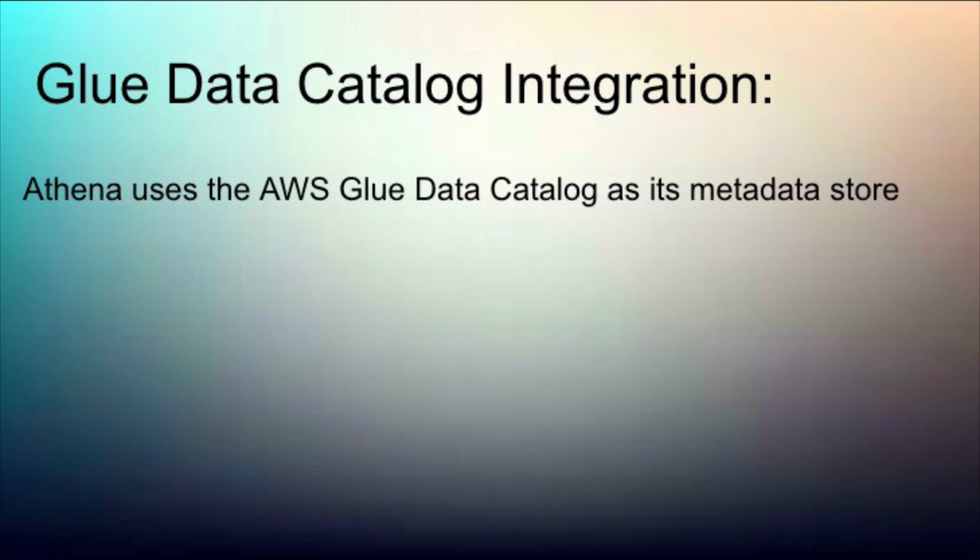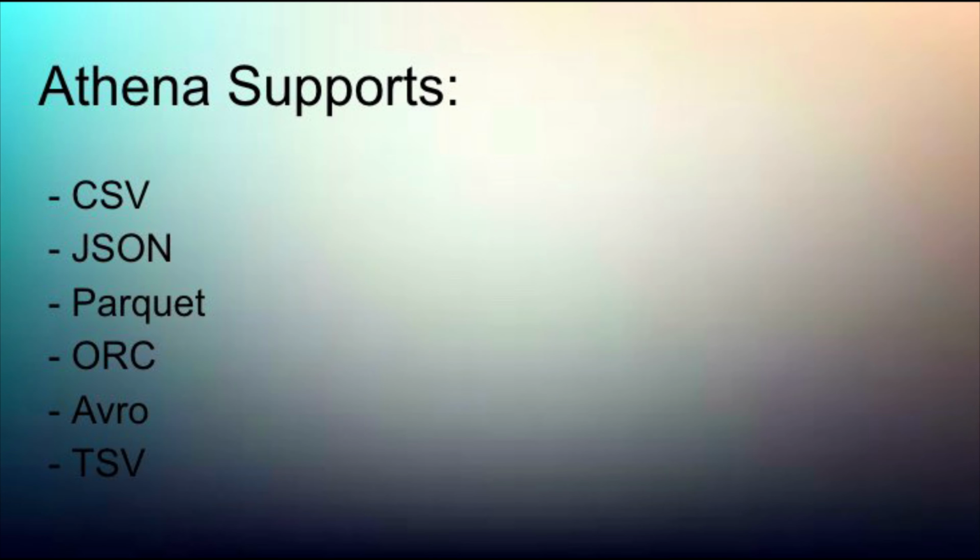Athena uses the AWS Glue catalog as its metadata store. If you remember Glue crawlers from the last video, the crawler scans your S3 data, figures out the schema, and creates a table in the data catalog. Athena then uses that table definition to know how to query your data. You can also manually define tables if you know your schema, but crawlers make it automatic. Athena supports CSV, JSON, Parquet, ORC, Avro, and TSV.